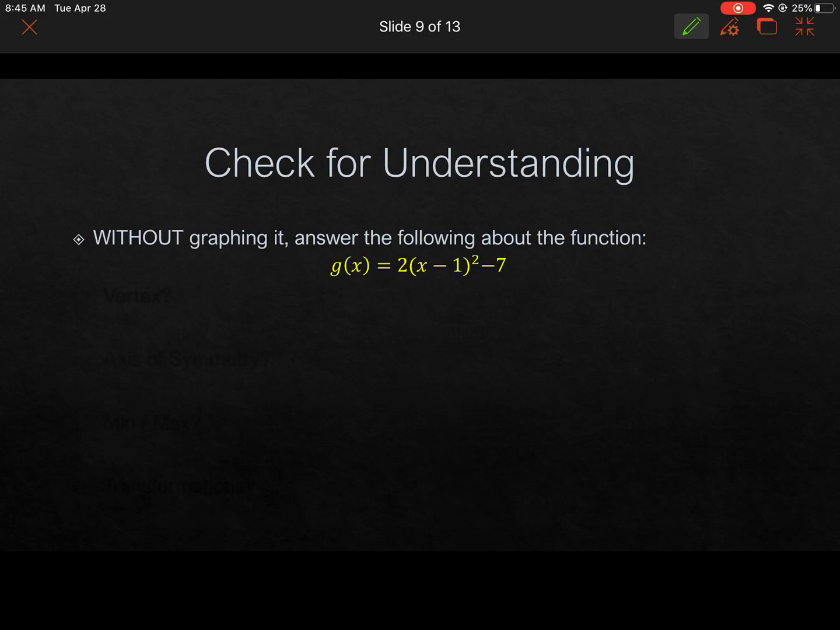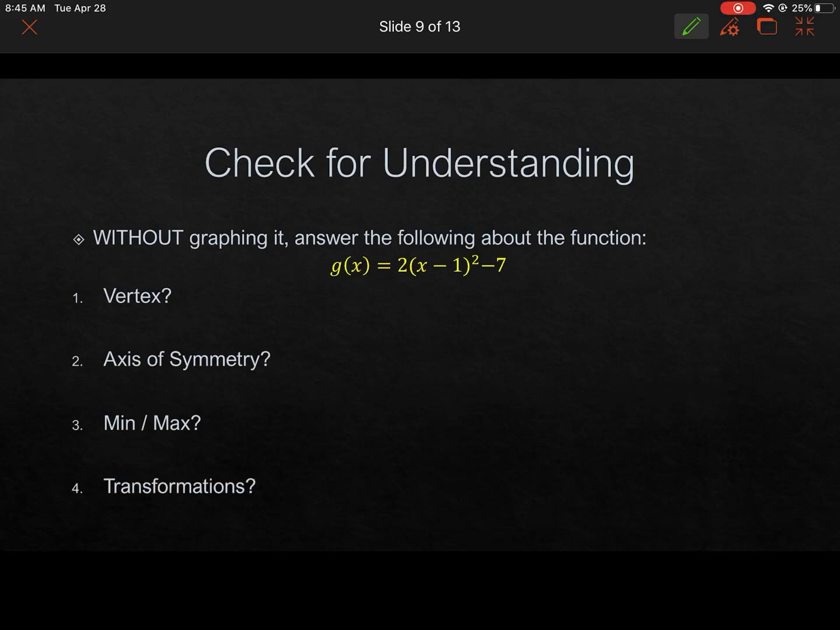All right, so let's see if you can do this. So here's a new function, g of x equals 2 times (x - 1) squared minus 7. Without graphing it, without making a table, pause this, see if you can write down all those same pieces of information that we just talked about. Okay, so what's the vertex? What is the axis of symmetry? Is it a minimum or a maximum? And what are the transformations other than those? Okay, so pause this, fill that information in, see if you can do it without the graph.